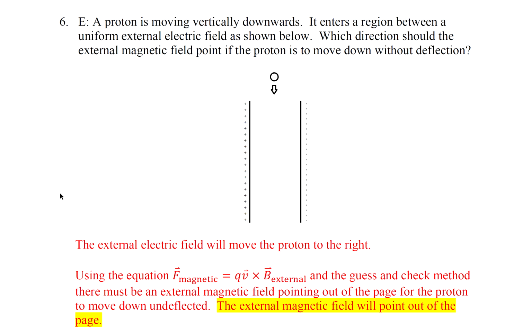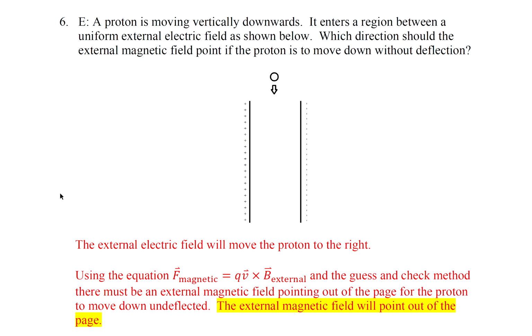Question 6, same situation. We want this proton to go down without deflection. We know electric field lines point from positive charge to negative charge. So this proton is going to be pushed to the right from the electric force.